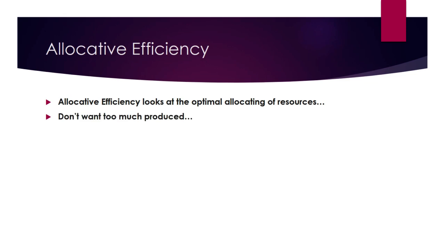In other words, we don't want too much produced or too little. So it's kind of like Goldilocks and the Three Bears, if you want to think about it that way. We don't want it too hot, we don't want it too cold, we want it just right. So what we need to figure out is, what does that mean? Too much, too little? What is just right? So we need to find this optimal level of output.